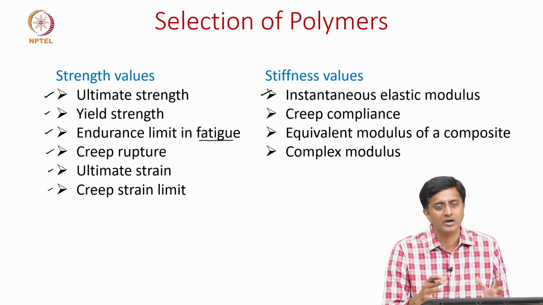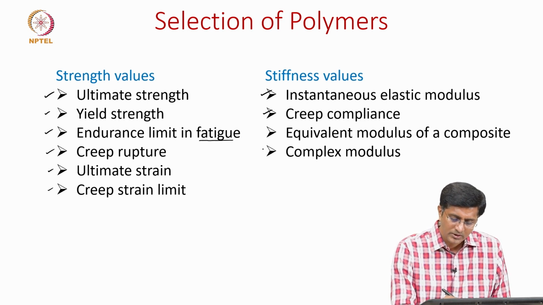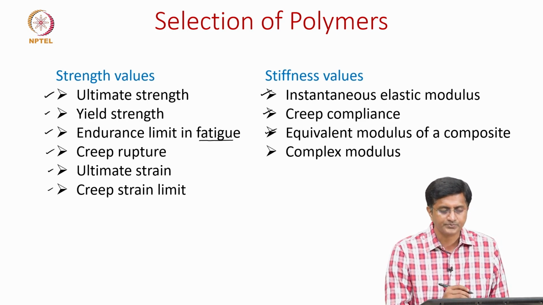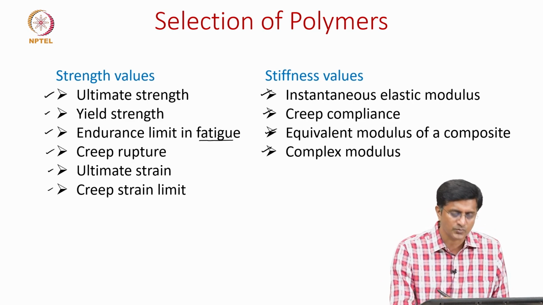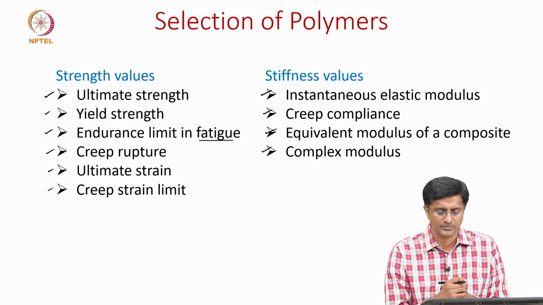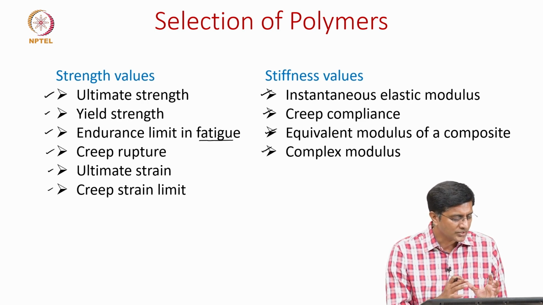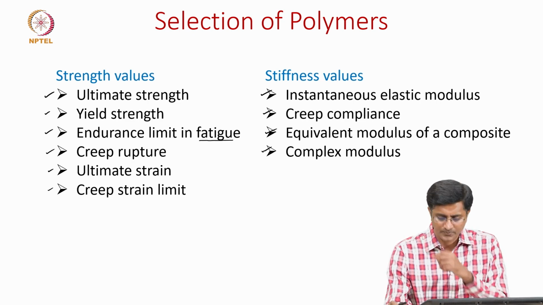But let us say we are looking at larger periods of time, then we also need to look into the creep compliance or the equivalent modulus of the composite. But let us say we have a cyclic loading. Based on what we have discussed in the previous videos, we need to be more interested in the complex modulus, because that shows with time and temperature how the modulus changes. In this slide we have only focused on the strength values and the stiffness values, but these are not the only criteria we apply while designing any engineering material, and specifically while designing using polymeric materials.